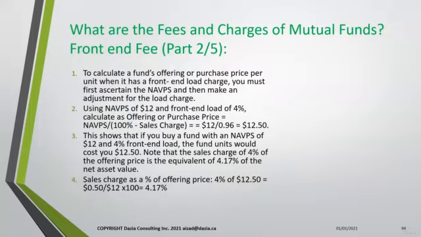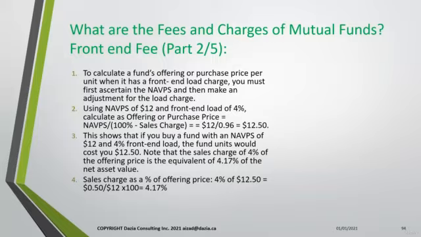So let's take a look at an example. The NAVPS, or the price of one unit, is $12, and the front-end load is 4%. So we need to calculate NAVPS divided by 100% minus the sales charge. The sales charge we said is 4%. So 4% is 0.04. And when you take 100% and you minus 4%, you will be left with 96%. So 0.96 is 96%. So we need to take $12 and divide it by 0.96. And that will give us $12.50.